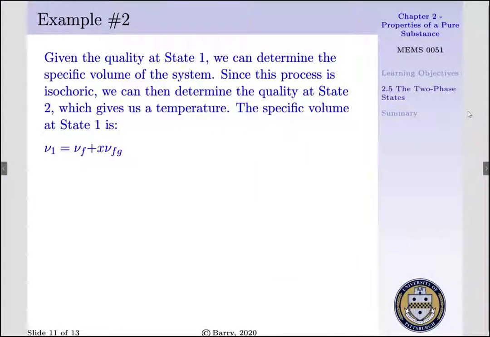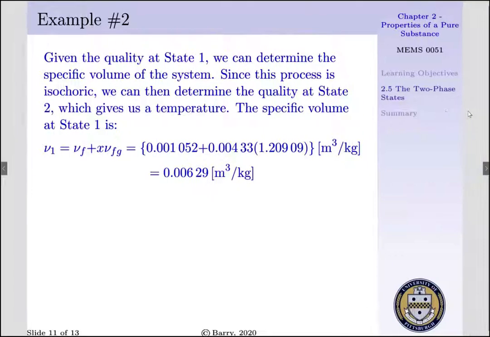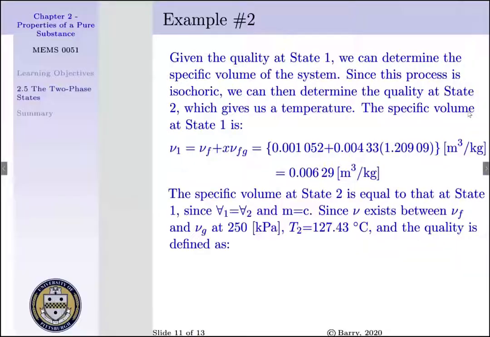Our specific volume at state 1 is equal to our saturated liquid specific volume plus our quality times the difference of our saturated vapor and saturated liquid specific volumes. That is, nu sub 1 would be equal to 0.001052 plus 0.00433 times the quantity 1.20909 meters cubed per kg. And our specific volume at state 1 is 0.00629 meters cubed per kg.